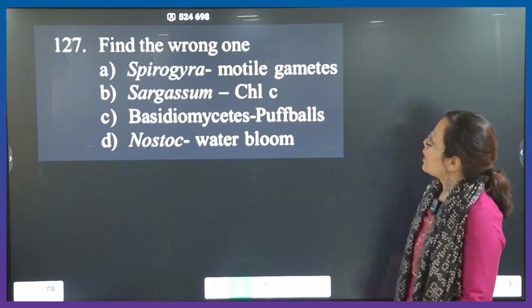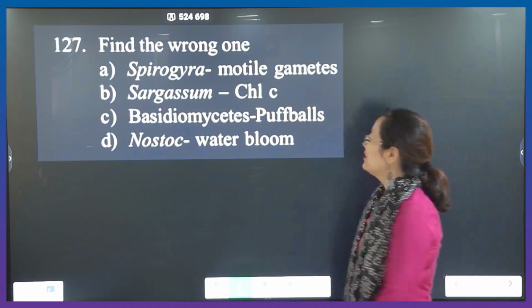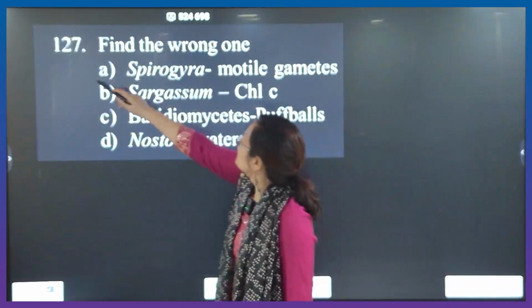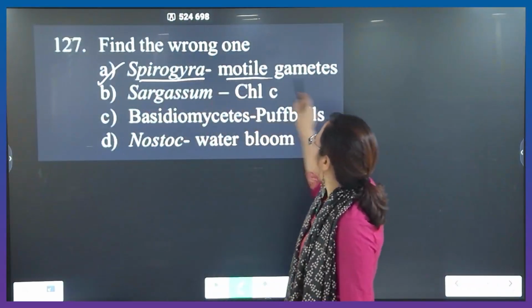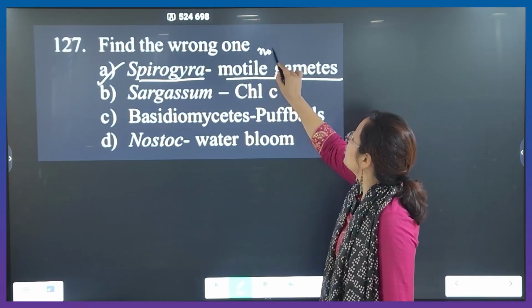27, wrong one. Same question. Find the wrong one directly here. Spirogyra, motile gamete. This will be non-motile.